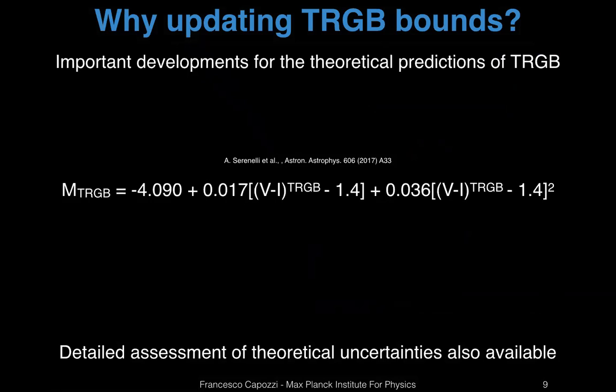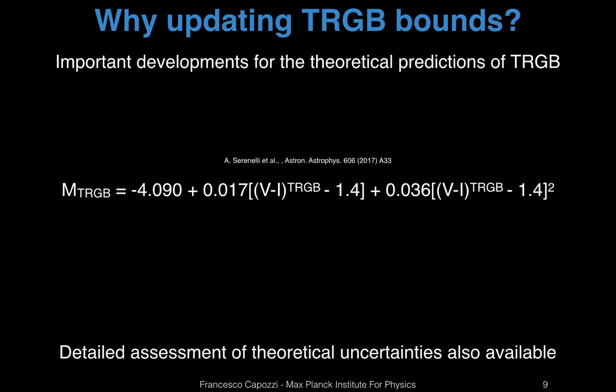Then we have a third reason to update these bounds, and this is mostly theoretical. So, of course, we have had some improvement in terms of distances. So this is all observational, but there is also some improvement in the theory. In particular, there has been a very recent paper by Serenelli et al. in 2017 in which they provided a very nice theoretical calibration of the tip of the red giant, which is given by this formula, which gives the absolute magnitude of the tip of the red giant as a function of the temperature or color index. They are more or less the same thing in the infrared band.